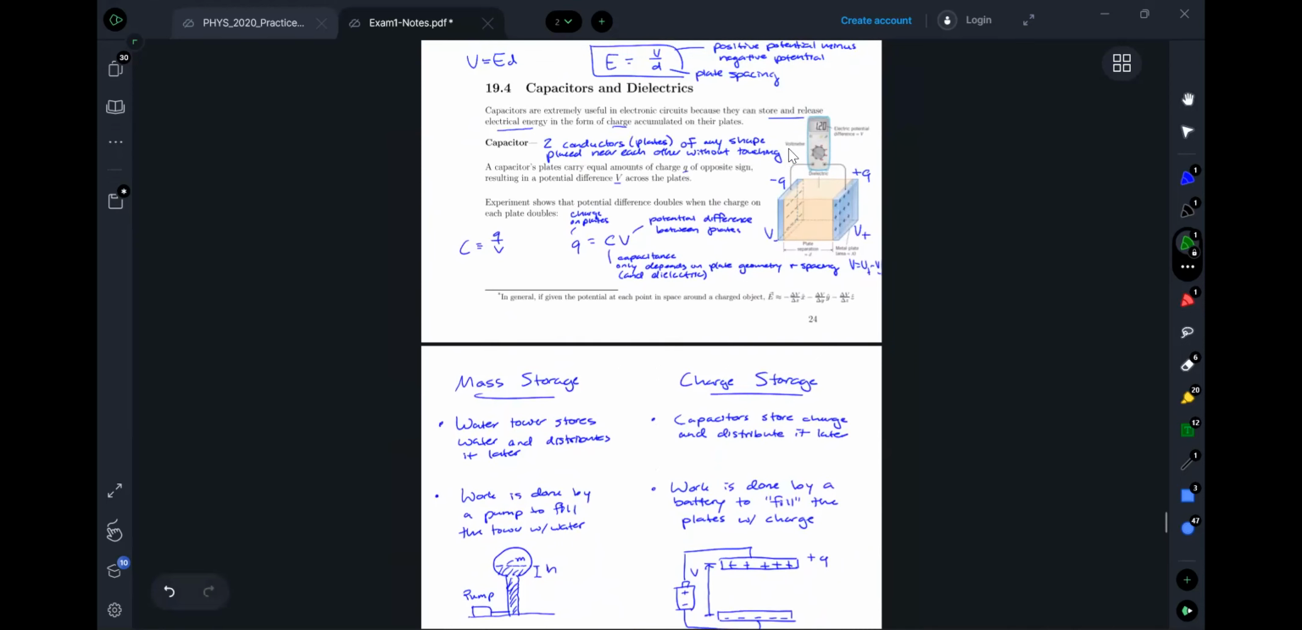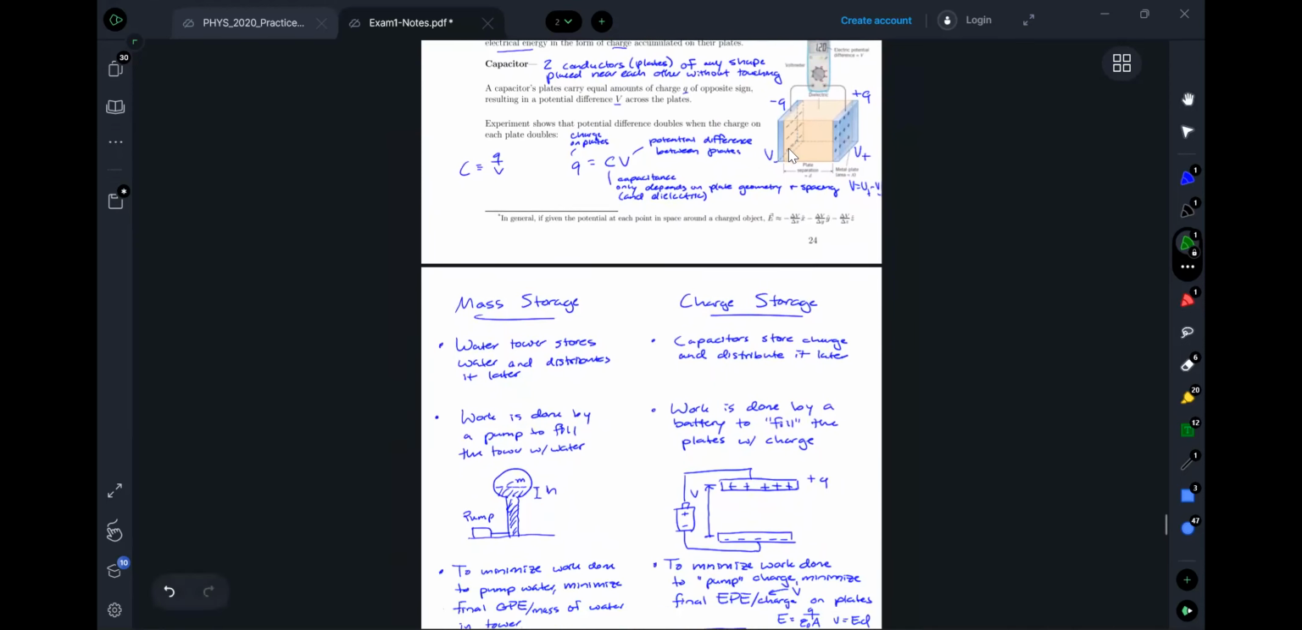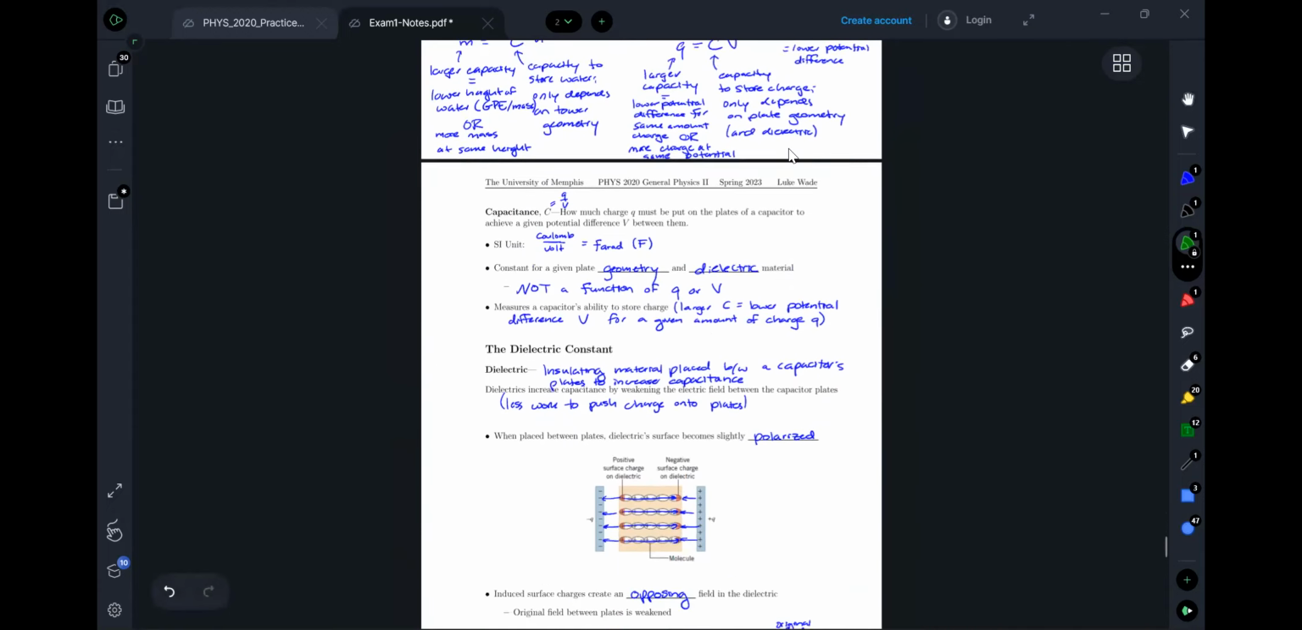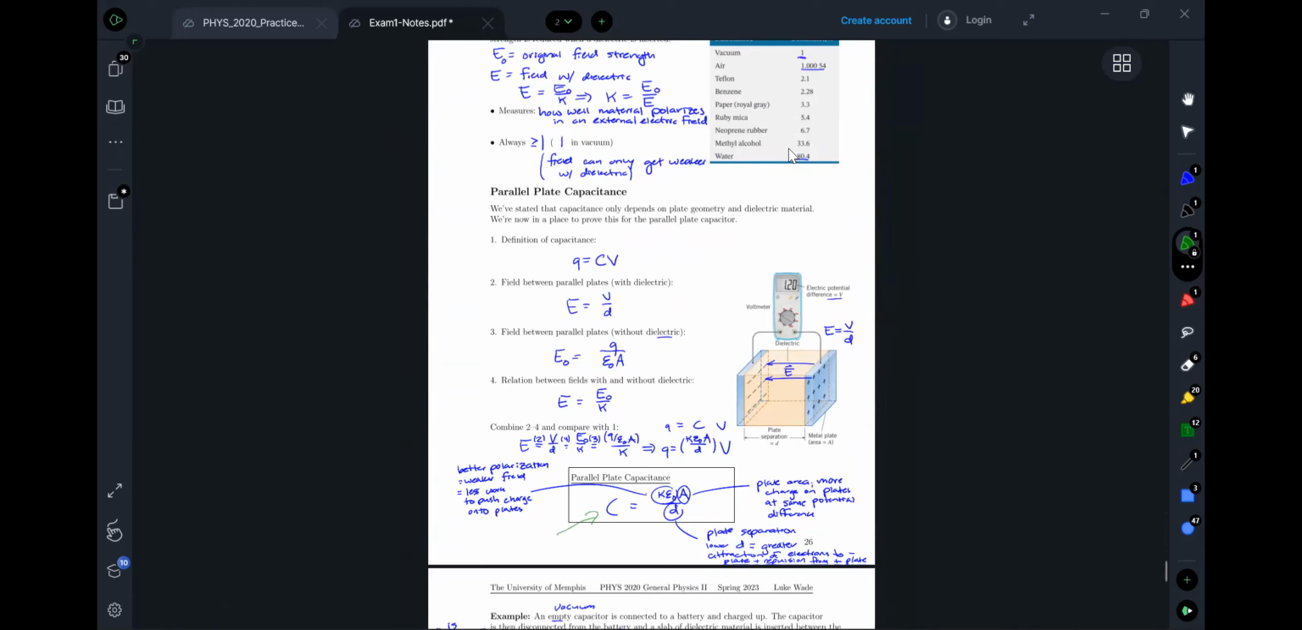So capacitance is independent of charge and voltage. It just relates the two. What it's determined by is the dielectric between. So understanding what dielectrics do is important. And just at the end of the day, what capacitance is for parallel plates. It depends on the plate area, plate separation, and the dielectric material in between.